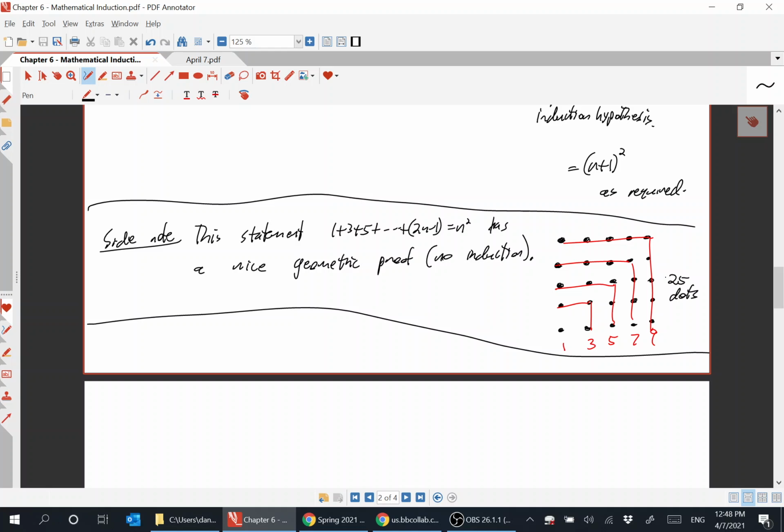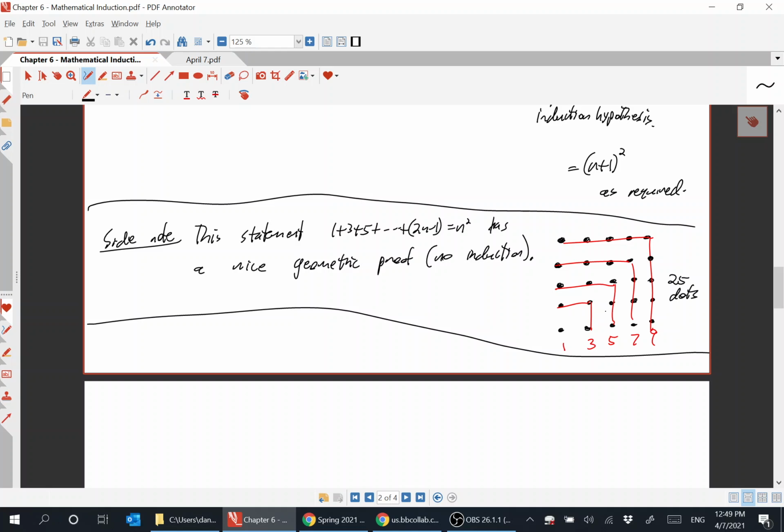Now, not every statement that you prove by induction is going to have some nifty geometric proof. In general, if you can prove something without induction, it's sometimes considered better because it's more descriptive. This is more descriptive than the inductive proof. But anyway, that's just for enrichment.